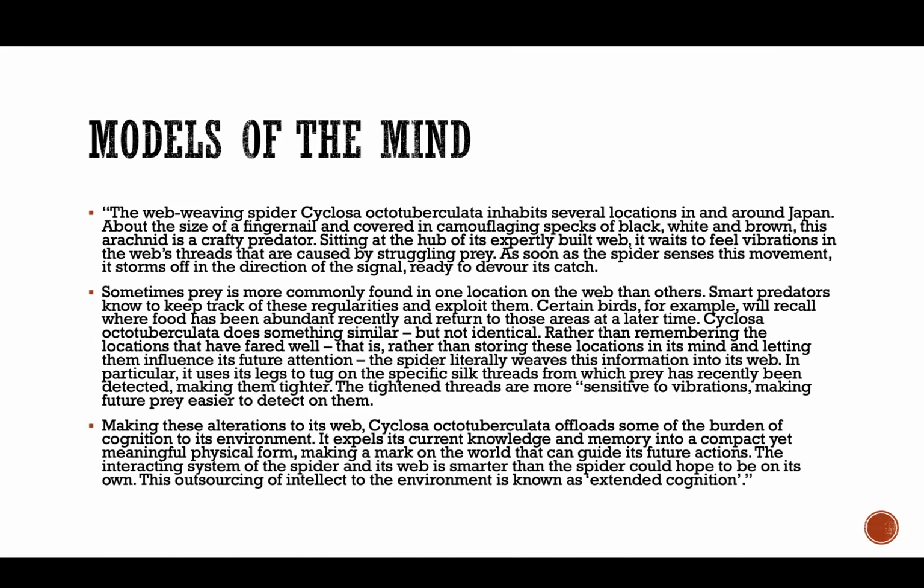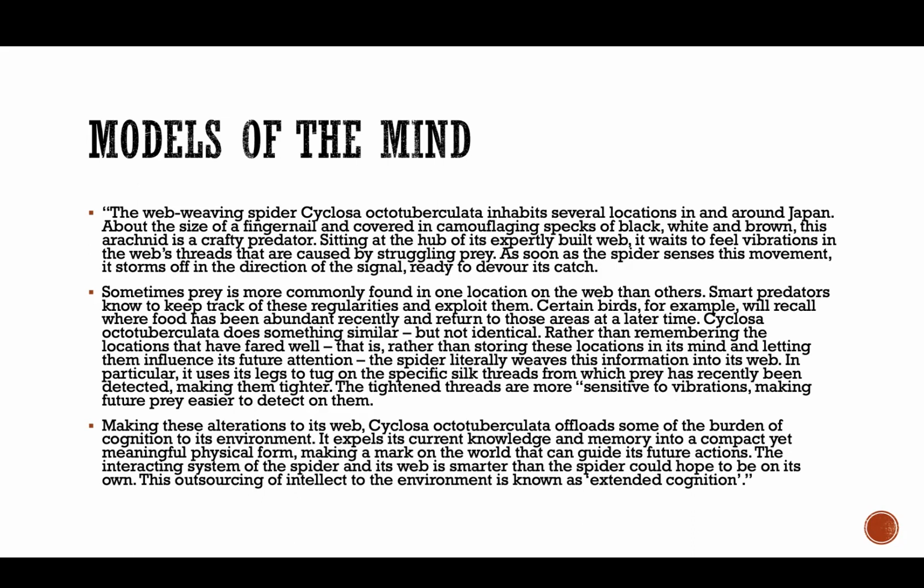And it says: the web-weaving spider Cyclosa octotuberculata inhabits several locations in and around Japan. About the size of a fingernail and covered in camouflaging specks of black, white, and brown, this arachnid is a crafty predator. Sitting at the hub of its expertly built web, it waits to feel vibrations in the web's threads that are caused by struggling prey. As soon as the spider senses this movement, it storms off in the direction of the signal, ready to devour its catch.